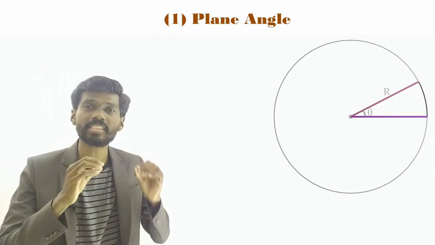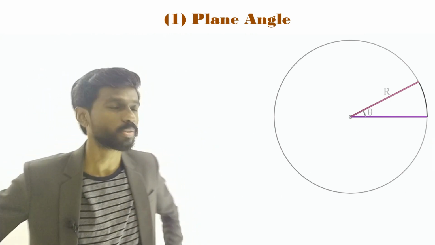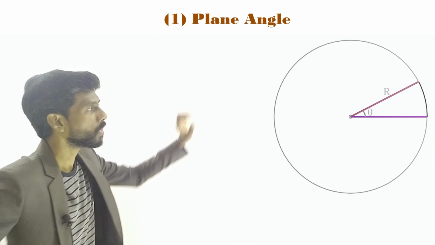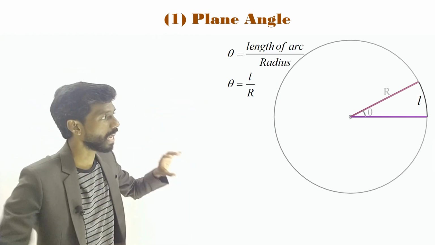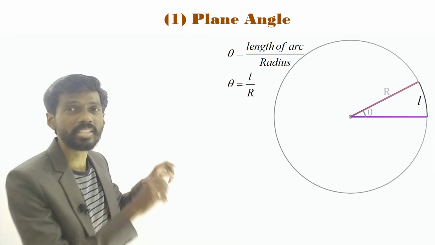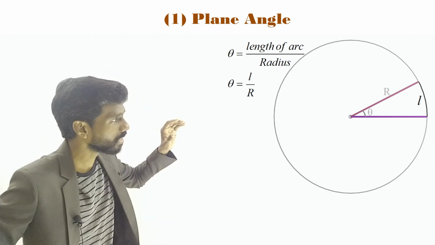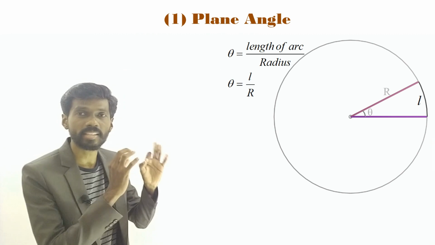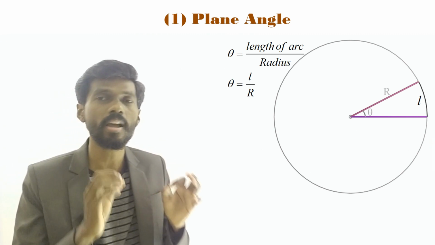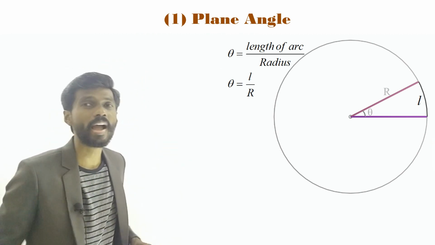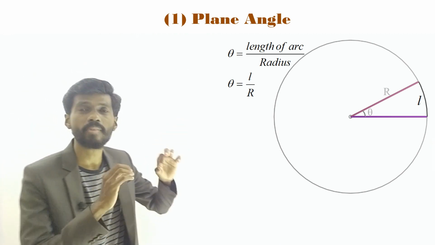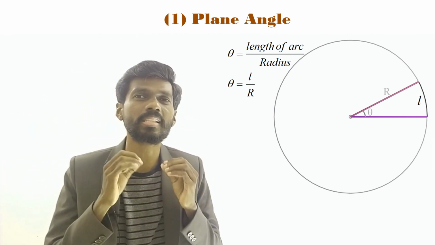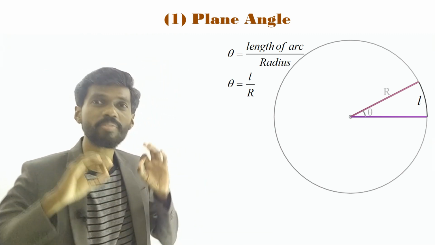This is the definition of plane angle. Angle theta is defined as the length of the arc divided by the radius of the circle of which this arc is a part. So that is the definition of radian, or generally the angle. The plane angle is defined simply as the length of the arc divided by the radius. This is a simple definition, so I hope you are already familiar with this.